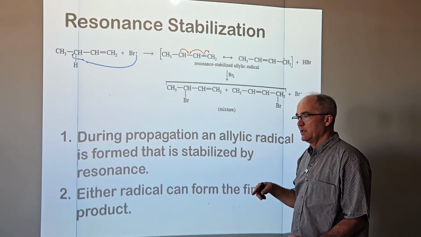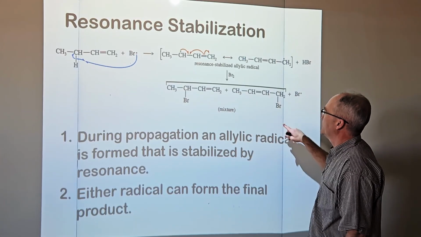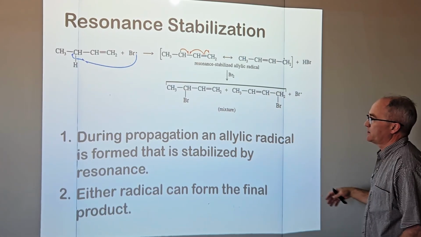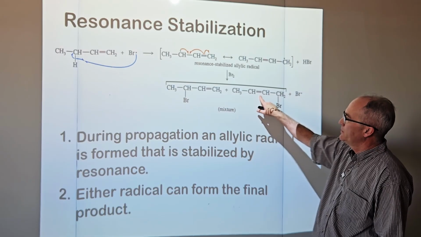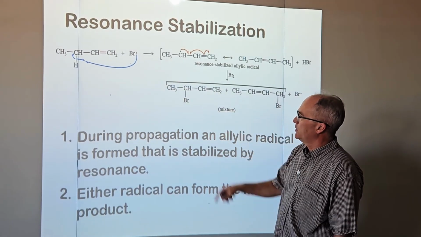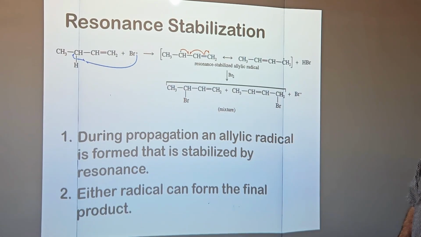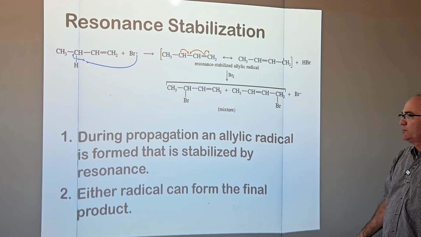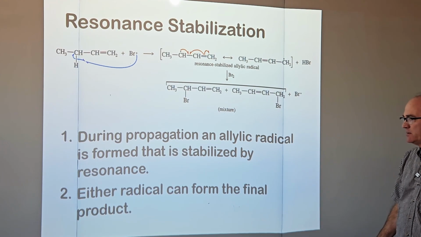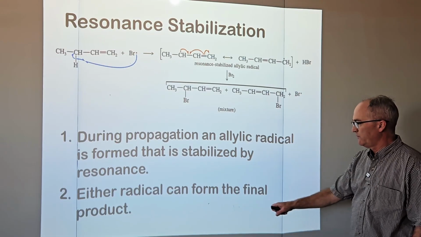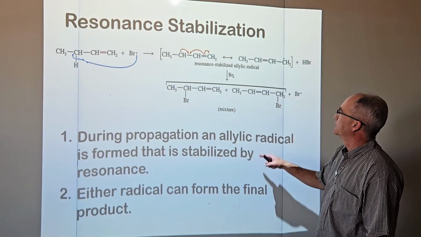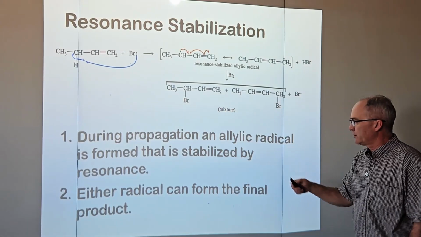And unlike that first example with the ring that was so symmetric, we're going to get a mixture of two products. This thing that has the double bond in the middle, and this thing that has the double bond on the end. During propagation, an allylic radical is formed, stabilized by resonance. Either radical can form the final product, and that's why we see two different products here.